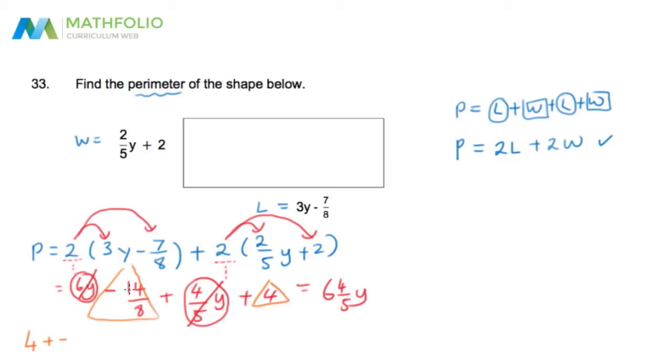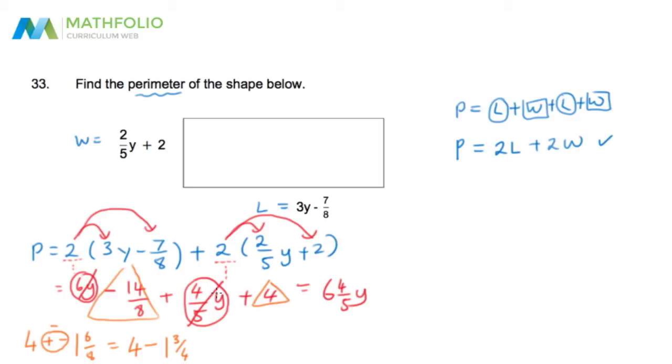Now, this 14 over 8, we could change this into a mixed number. 8 goes into 14 once, remainder 6. That's 6 over 8. The next thing to do here is to think, well, when we're adding a negative, we're subtracting. So this becomes 4 minus 1 and 6/8. But before I write the 6/8, we can simplify this. Divide by 2, divide by 2. So it's minus, instead of 6 over 8, it's 3 over 4.